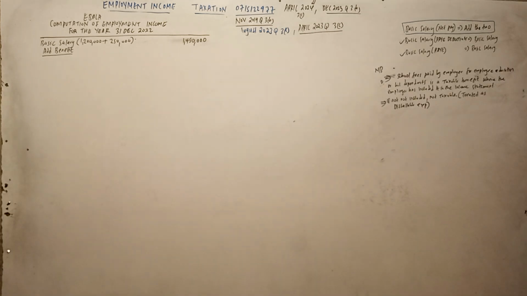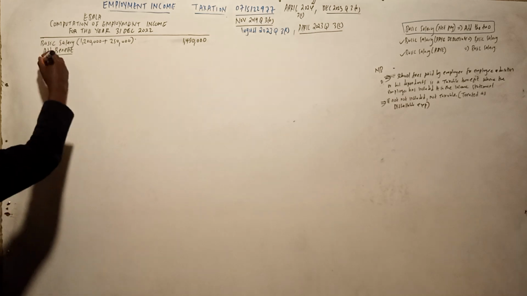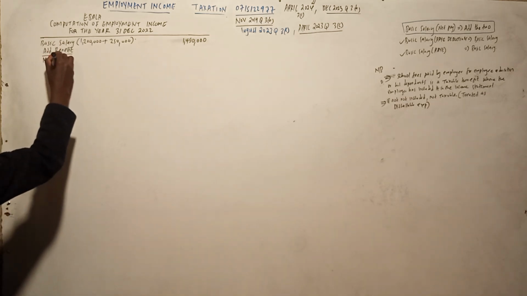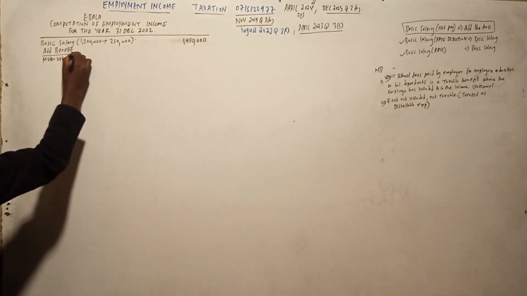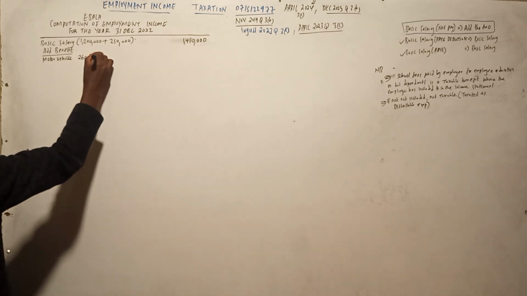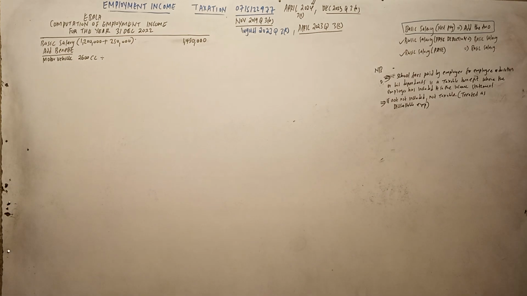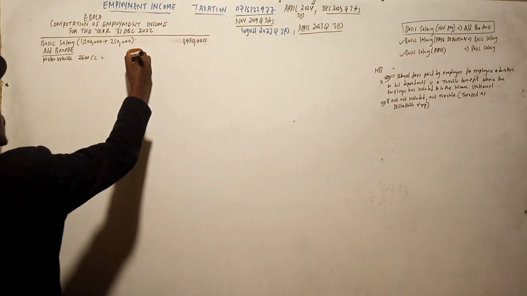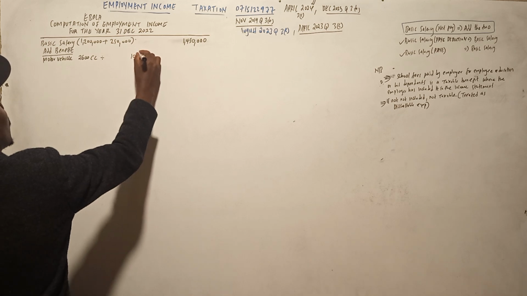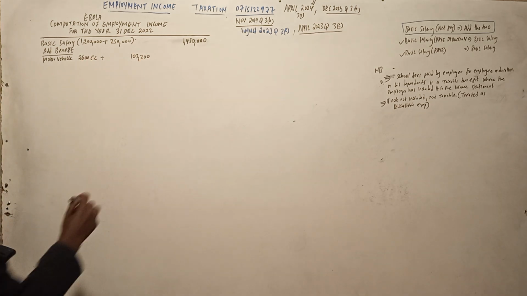So the first benefit, we have a motor vehicle 2600 cc. We start with that one. Motor vehicle 2600 cc. So tuenda pale juu kwa ile skidu yetu, tuenda kuangalia kwa 2600 cc. Per annum ni 103,200. Then we compare with the cost.